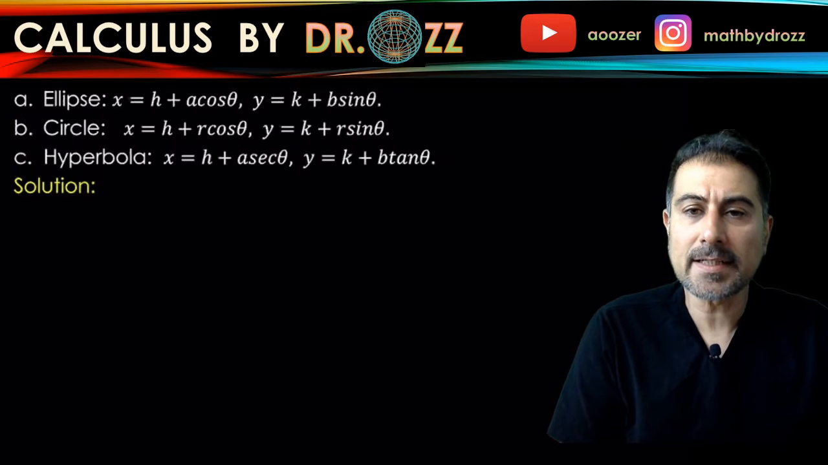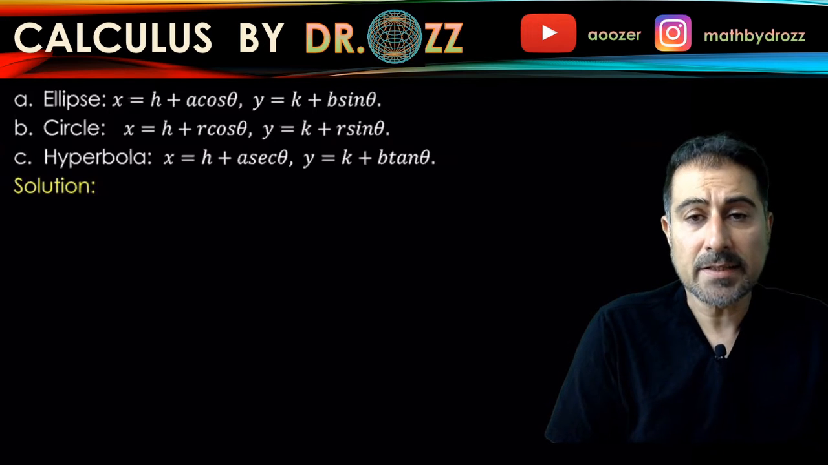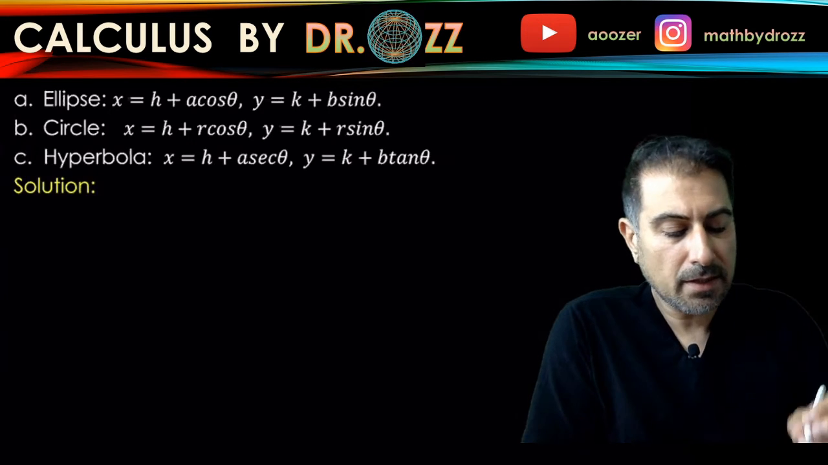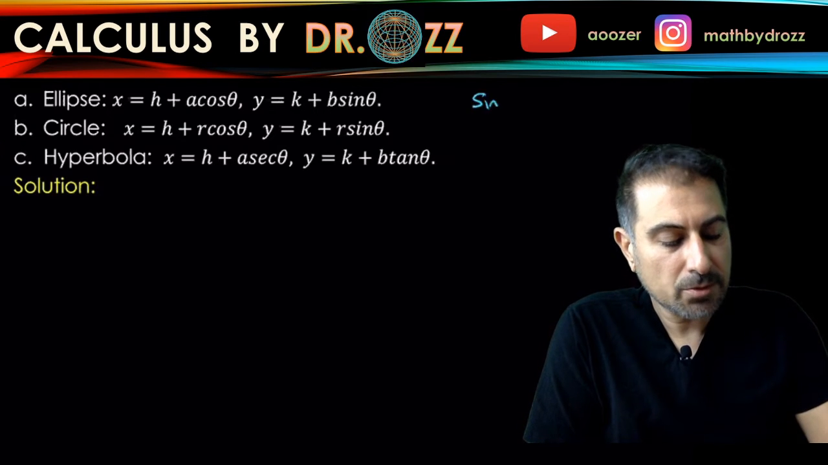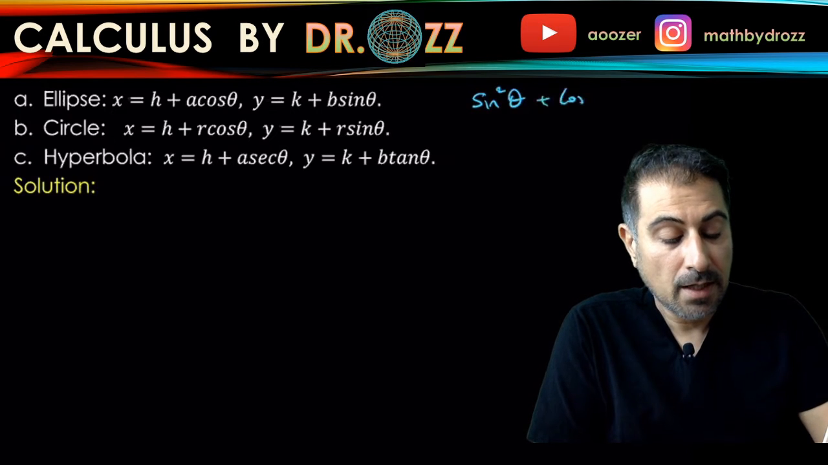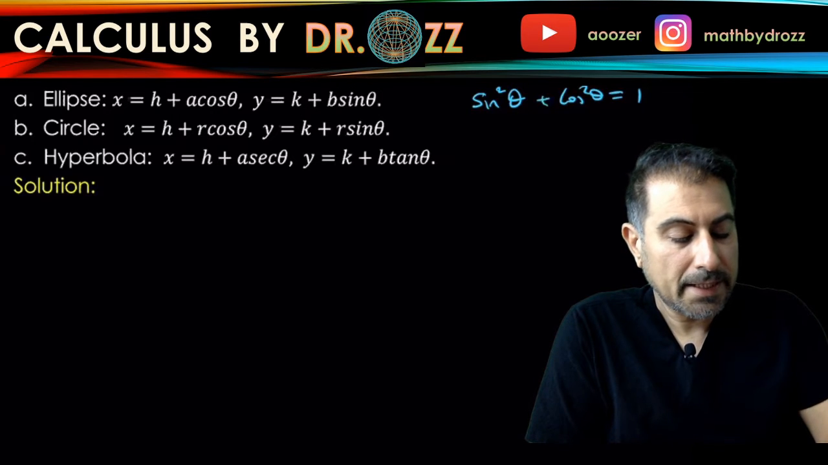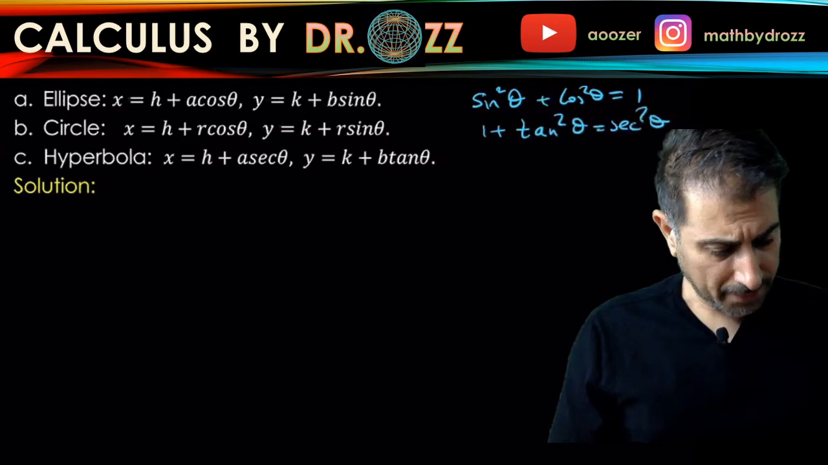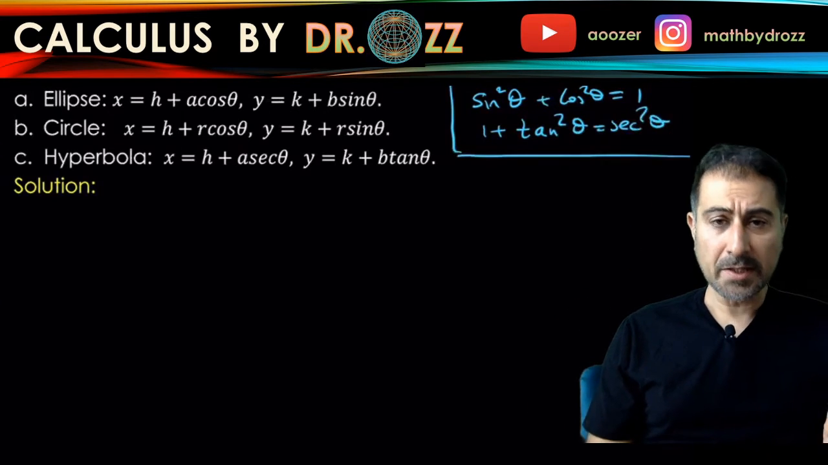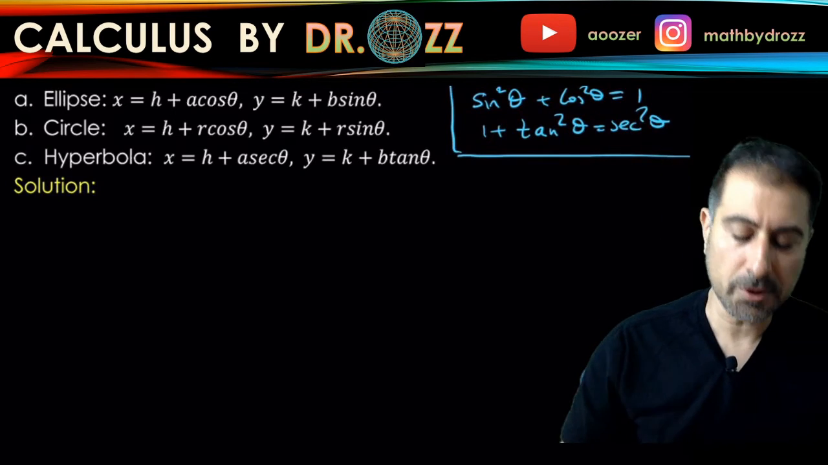We have cosine and sine in the parametric forms here, and secant and tangent. I'm going to use the Pythagorean identity, sine squared plus cosine squared equals 1, as well as 1 plus tan squared equals secant squared. I'm going to use these two identities along the way, because this is the way to eliminate theta out of those parametric equations.